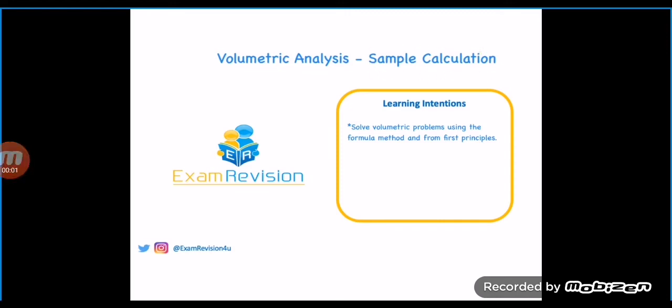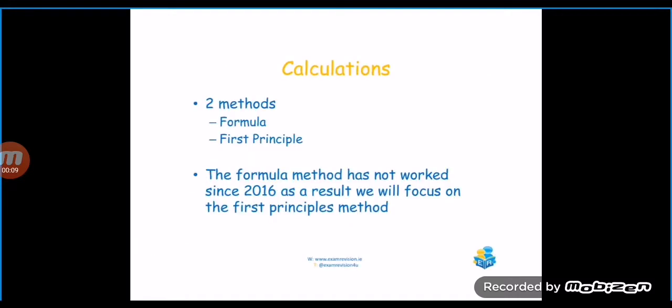We're going to look at a sample calculation. So our learning intention is to solve volumetric problems using the formula method and using first principles. In volumetric analysis, you'll always be asked to do a calculation on your titration. Usually they ask you to express concentration in moles per litre, grams per litre, or parts per million.